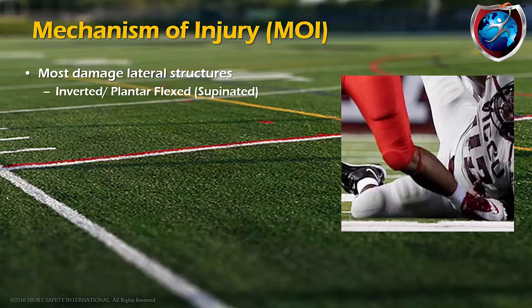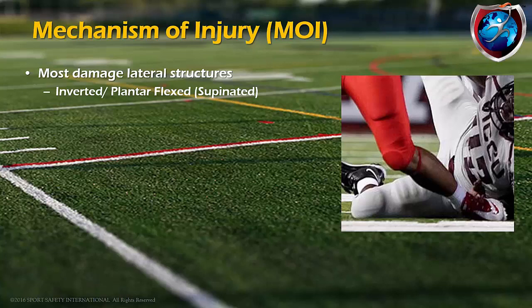The mechanism of injury may provide valuable information as to the anatomical structures that may be injured. The most common mechanism of injury is inversion, which frequently occurs with a component of plantar flexion and hindfoot internal rotation. Inversion injuries will most frequently cause injury to the lateral ankle structures, but may also cause injury to the ankle syndesmosis with repetitive injury.